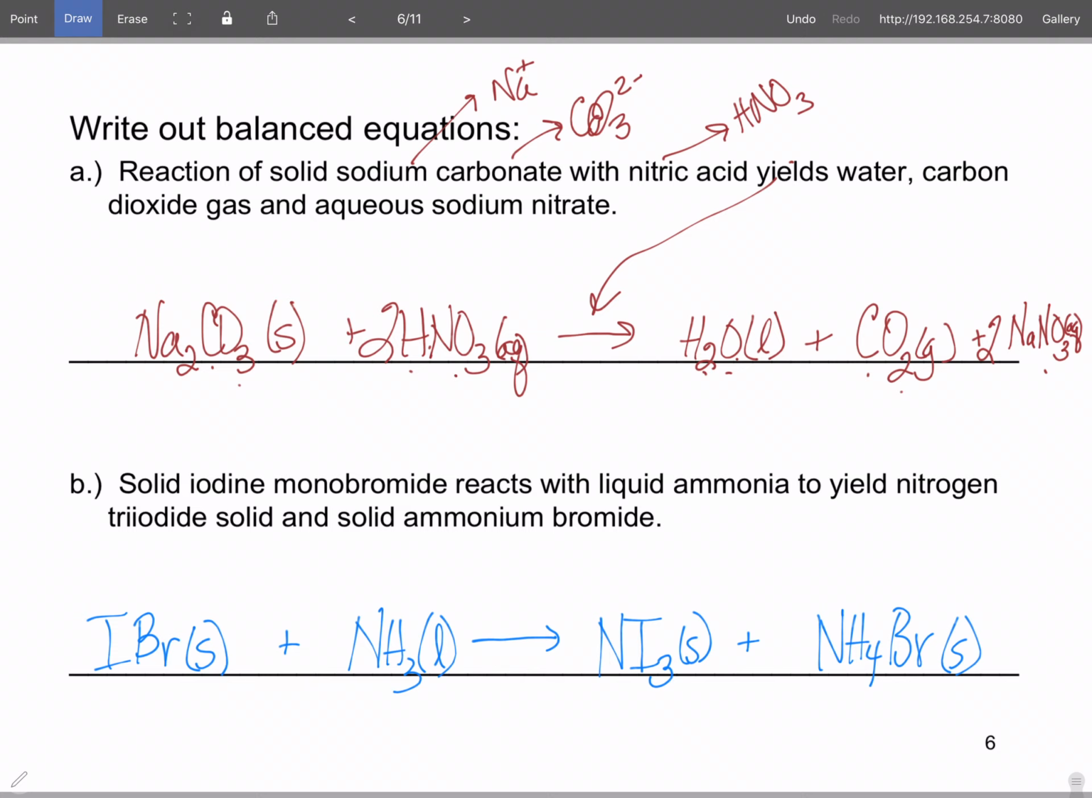Okay, so I have 1 iodide here, I have 3 here, so I'm going to put a 3 here. I have 3 bromides on the reactant side, so I'm going to need 3 on the product side.